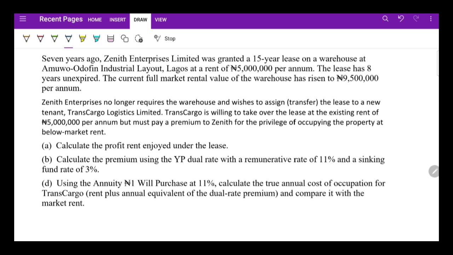So the first thing is calculate the profit rent enjoyed under the lease, and that's simple. Of course, you know that the profit rent is simply the FRV minus the rent reserved, so you figure that out. Then the second question says calculate the premium using the YP dual rate with a remunerative rate of 11% and a sinking fund rate of 3%. So once again, go and check for my annual equivalent videos, or the annuity 1 naira will purchase, because it will now come in handy here.